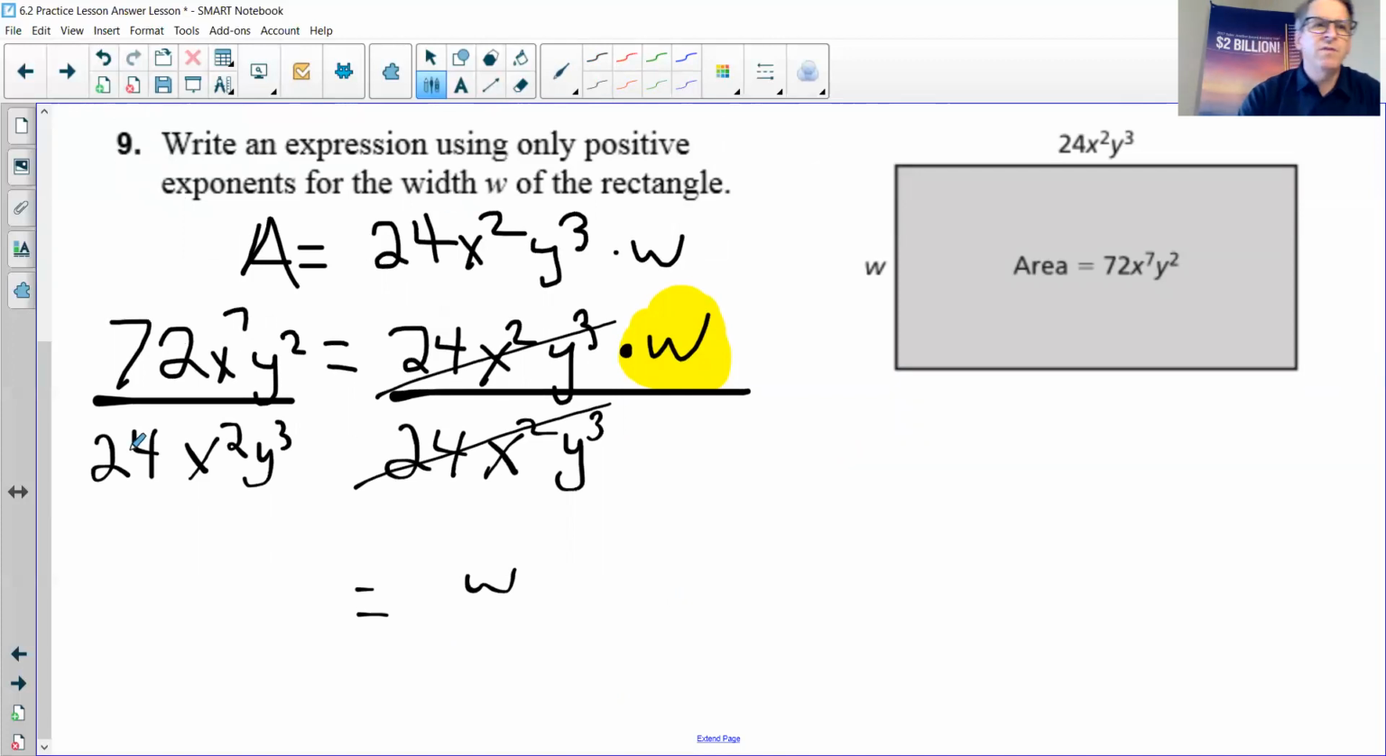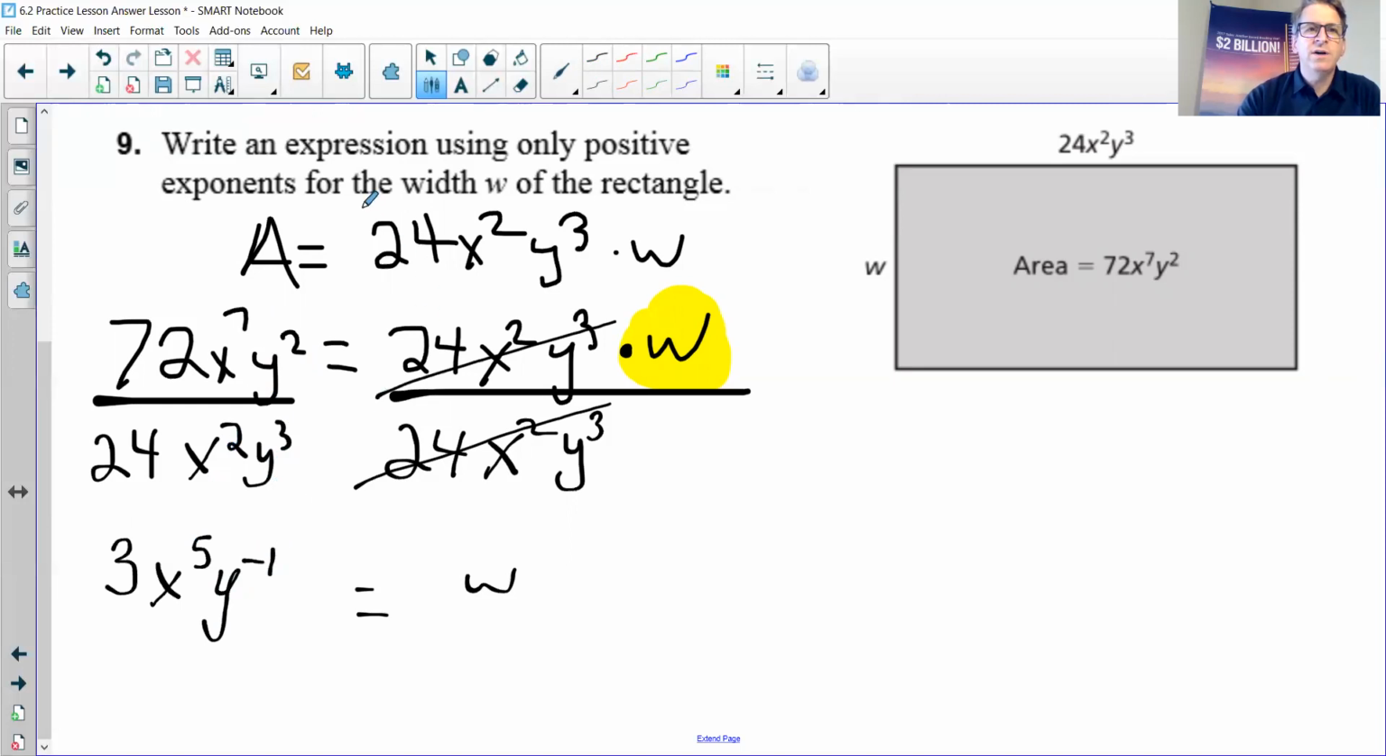72 divided by 24 happens to be 3. Okay, that's division. And if you have x to the 7 and x to the 2nd, that's x to the 5th. And y to the 2nd divided by y to the 3rd is y to the -1. Okay, because we're subtracting. 7 minus 2 is 5, 2 minus 3 is -1.